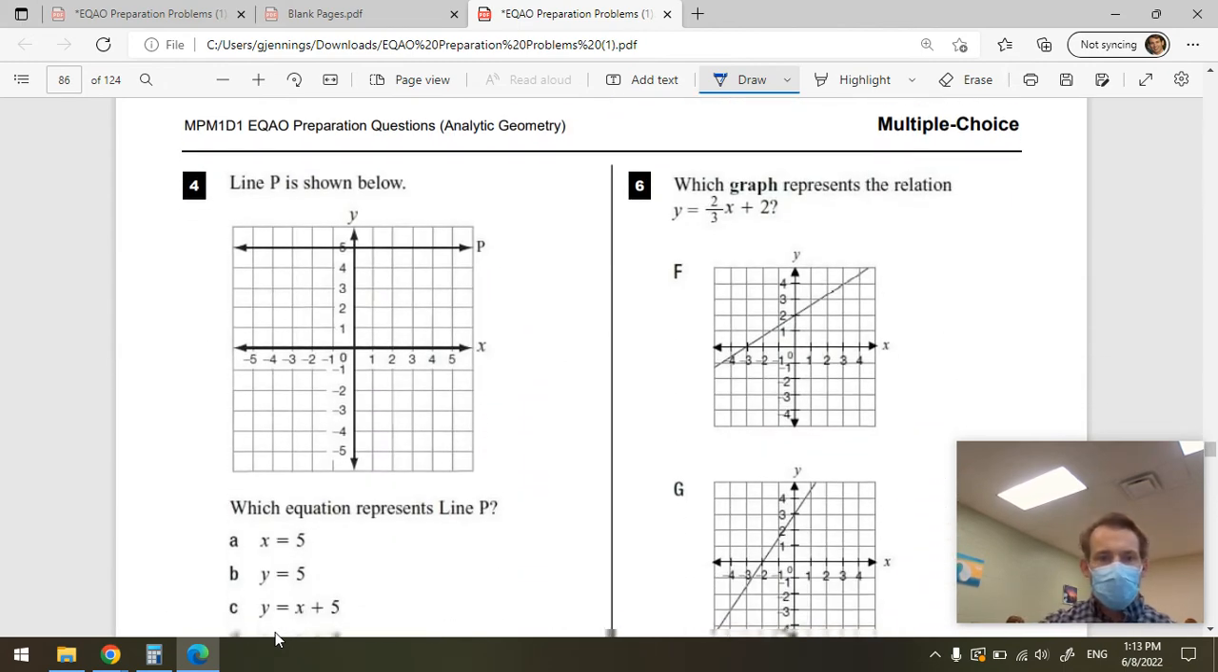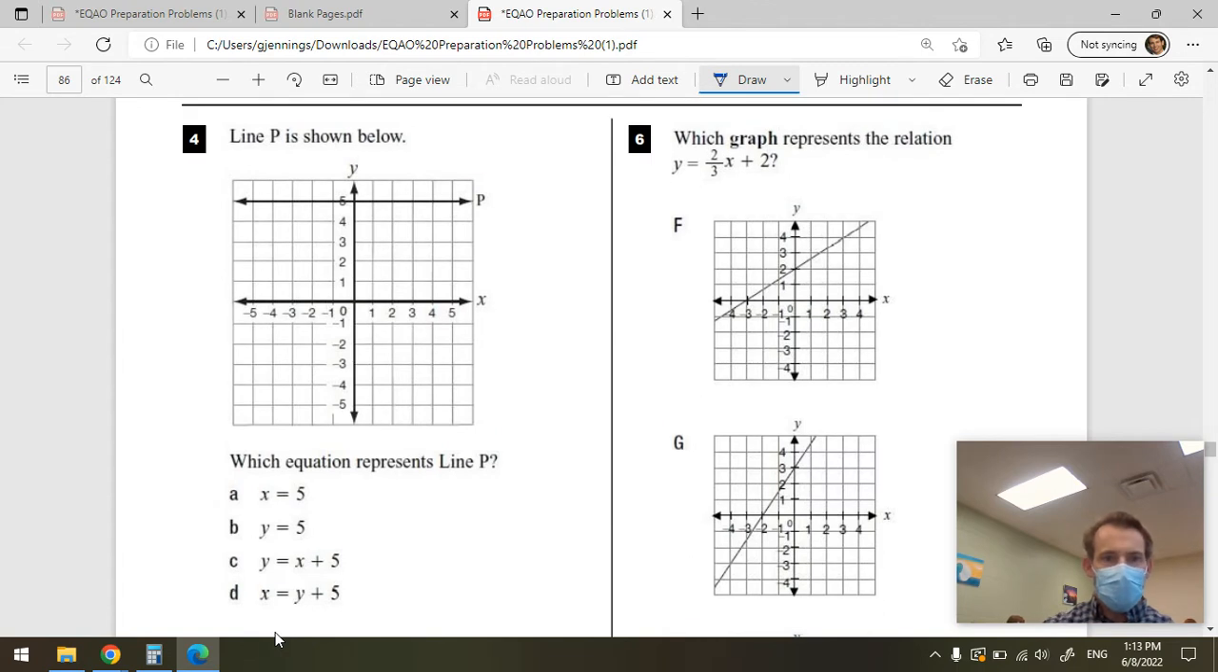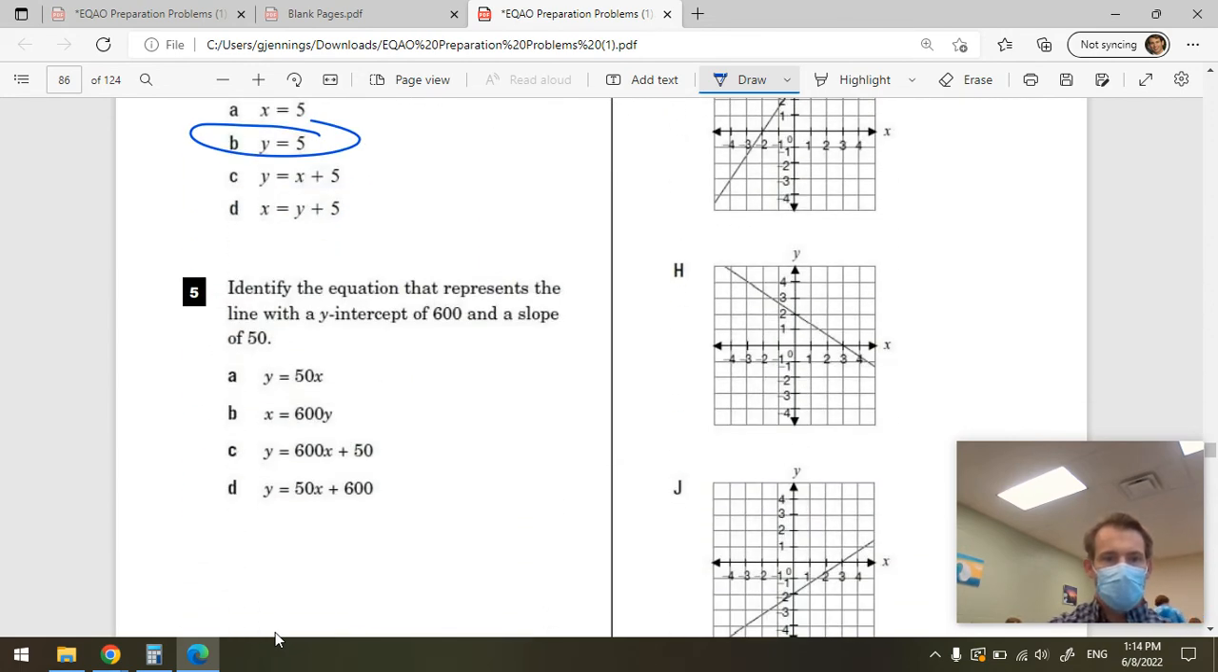Line P is shown. Which equation represents line P? Well, if we take a look at it, it crosses the y-axis at 5, so I know b equals 5, and it actually has a slope of 0. It has no rise or run, so it's y equals 5. Number 5. Identify the equation that represents a line with a y-intercept of 600 and a slope of 50. This one. This has a slope of 50 and a y-intercept of 600.